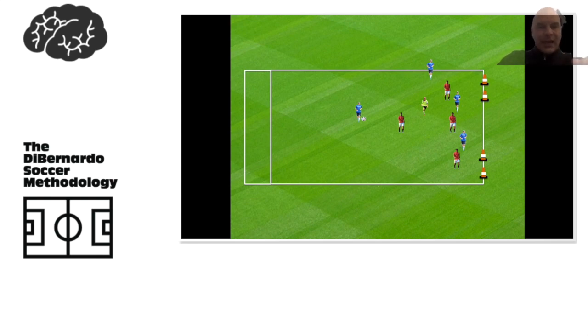So this is a time constraint. Players only have 8 seconds to score. This blue team is attacking 5 against 4. If they do not score in 8 seconds, the play is over and they start again. So the constraint is the limited time that they have.